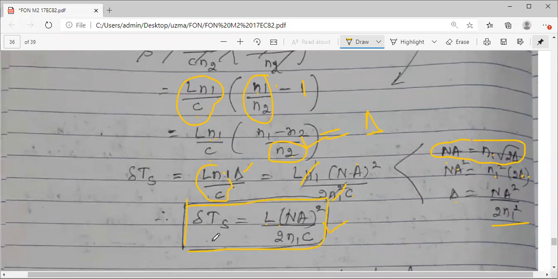This much time will be taken for the complete wave to reach, with all the different modes, minimum, maximum, medium, all together. In a multi-mode fiber, when rays of different modes are traveling, it is the time difference between the maximum and the minimum, that is, the one which reaches first and the last which will reach. The difference between them is this equation.